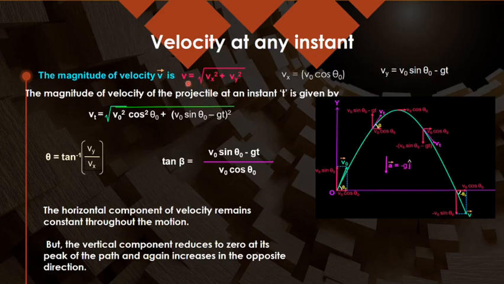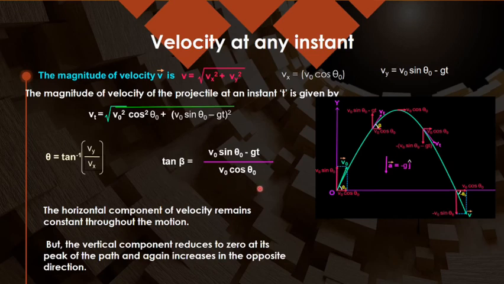The magnitude of the velocity is given by v equals square root of vx square plus vy square. So you put the values of vx and vy, and you get the result: v at any instant of time is the square root of v naught square cos square theta naught plus v naught sin theta naught minus gt whole square. And if you want to write the angle, again vy divided by vx, so you put the values of vy and vx, and you can find the angle beta. Here this beta we always try to take with the horizontal direction. So you can find the direction also, and you can always write it in terms of tan inverse.